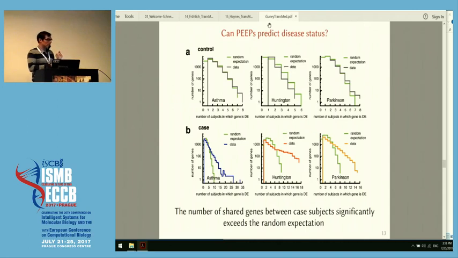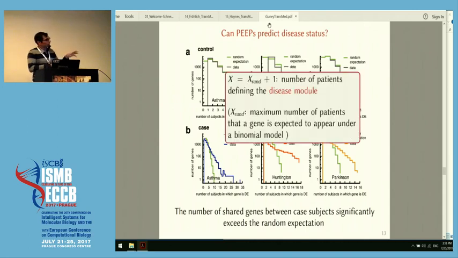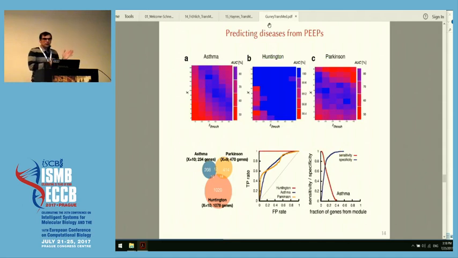So it means that, again, based on the number of samples you have, you can define a disease pool. And for this, I'm not going to get into details, but we basically look at the maximum number of patients that a gene is expected to appear in under a binomial model, and then we use this number as the threshold to define the size of the pool that we want to generate. And we optimize for this number, also the Z threshold that we use to define PEEPs, and then we show that we can predict the disease status of each sample to a fairly remarkable accuracy.